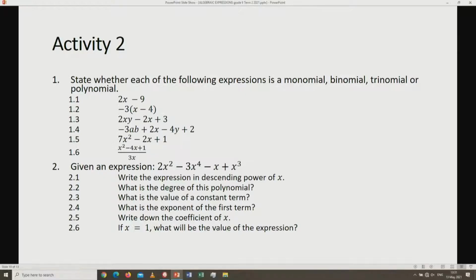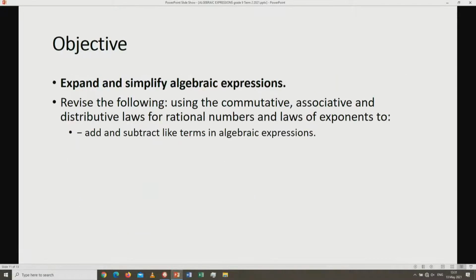That's fine. Then let's go to our next activity. Our next activity will focus on expanding and simplifying algebraic expressions. But in this case, we are only going to do addition and subtraction of the like terms in an algebraic expression. We will not be doing expanding, but adding and subtracting the like terms in the algebraic expression.